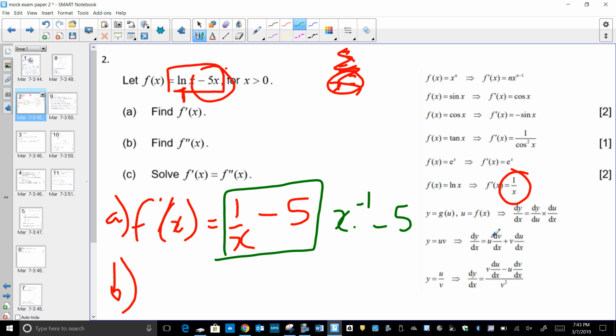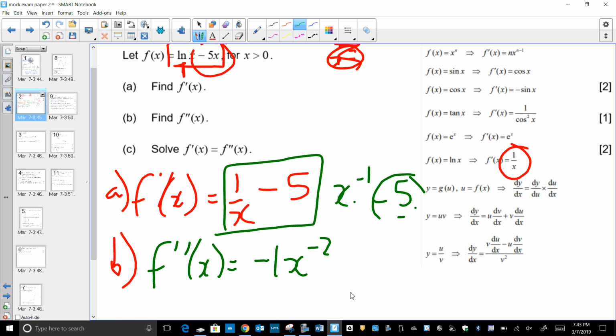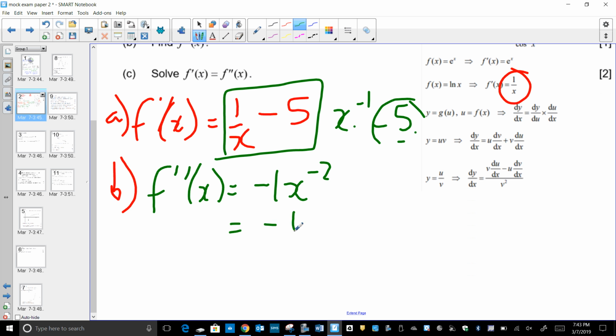Now we've got it as a power, so now we can differentiate. So the second derivative: power comes in front, take 1 off the power. This term doesn't have any x's attached to it, so that would just disappear. So this would just be equals negative 1 over x squared. You can leave it as this if you wish. Now we have to solve when these two equal each other. So part C is 1 over x minus 5 equals negative 1 over x squared.